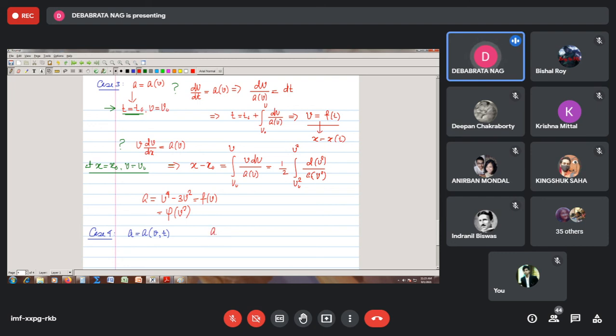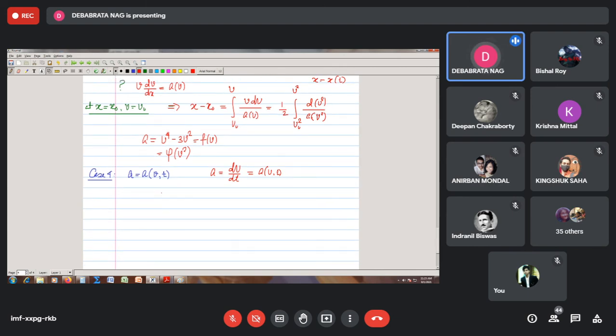So your equation then becomes something like this: A equals dV/dt. I can use this equation dV/dt. And since this A is known as a function of velocity and time, just for example, let us consider that acceleration is known to be 3v square plus 40, just a kind of arbitrary thing I am talking about. Actually, this type of problem is there in the book. You may come and solve it there.